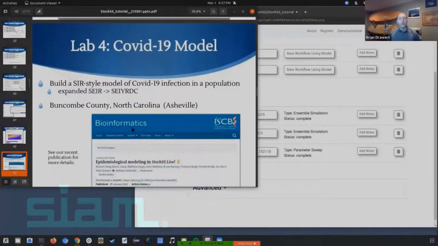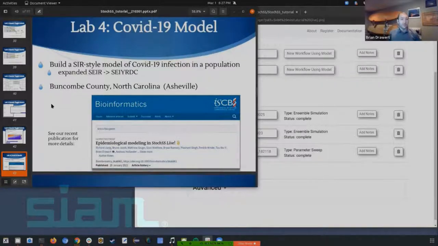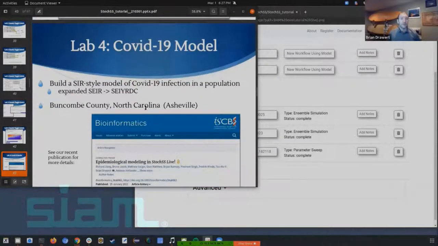So the fourth lab that I'd like to show everyone is the COVID-19 modeling that we've done, right? We're in the middle of a pandemic. We're not all in Houston right now, like we sort of wish we were. And COVID-19 is to blame. So, you know, what can I do?